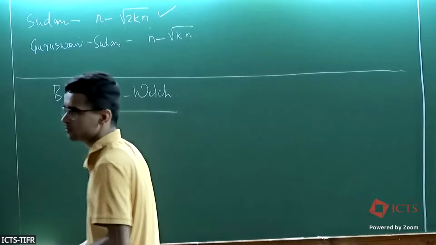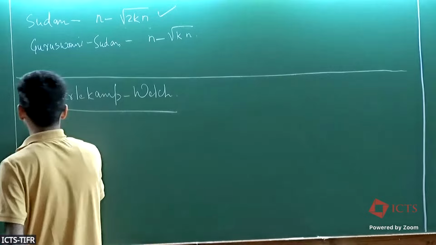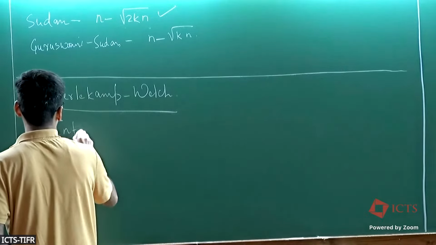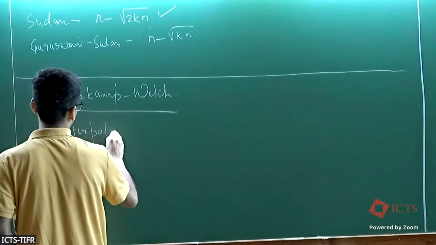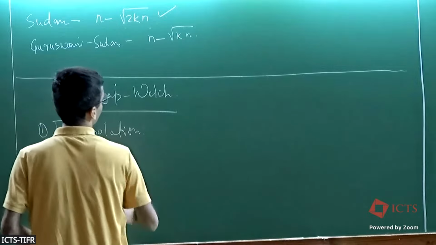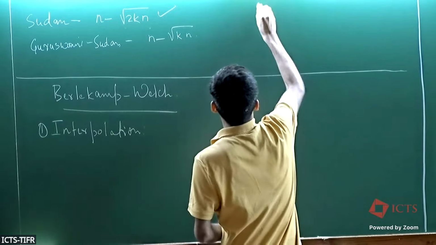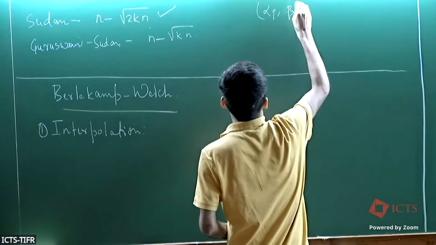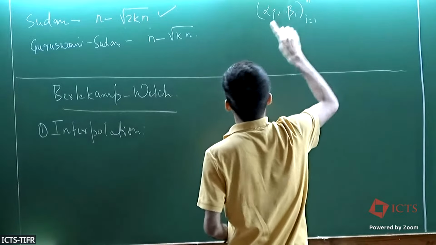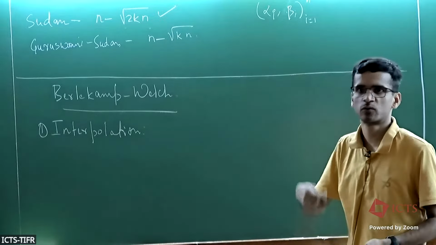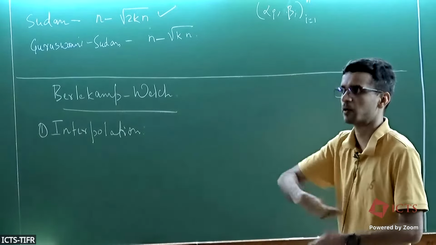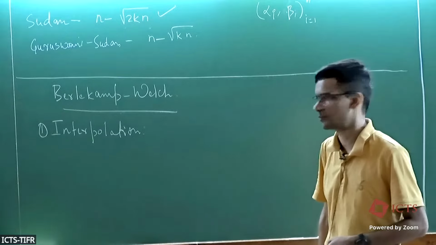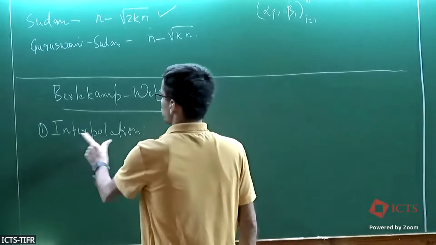What was the algorithm? There were 2 steps. The first step was interpolation. Okay, let's recall the setup. The setup was that we are essentially given points alpha i, beta i, with i going from 1 to n. The alpha i's are all distinct, and we wanted to find a polynomial of degree at most k that passes through a lot of these points alpha i, beta i. So the first step was interpolation.